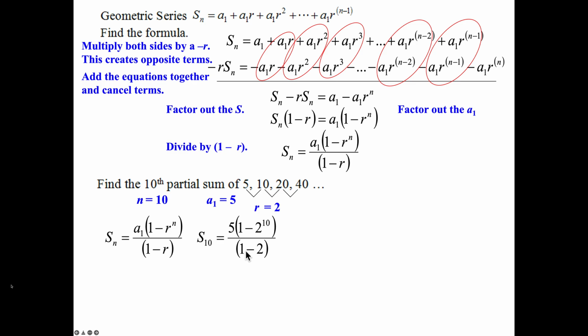Okay, so 1 minus 2, well, that's the tough math, that's negative 1. 2 to the 10th power is 1024. Well, take 1 away from that, you'll have a negative 1023. So a negative divided by a negative will be a positive. The 1 on the bottom's gone. 5 times 1023, 5,115.